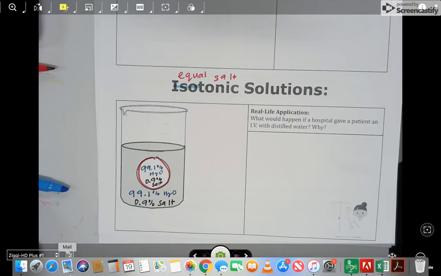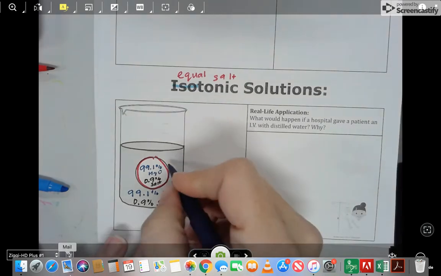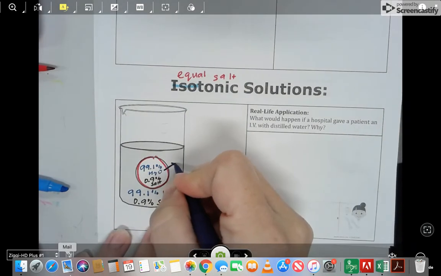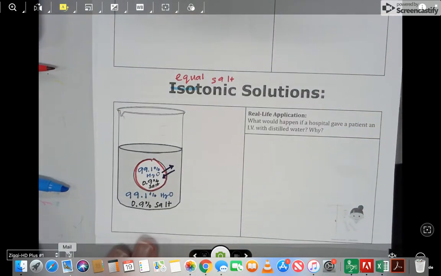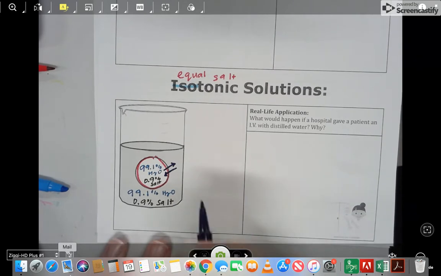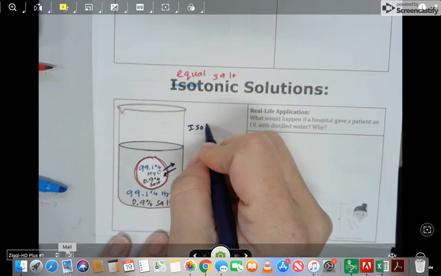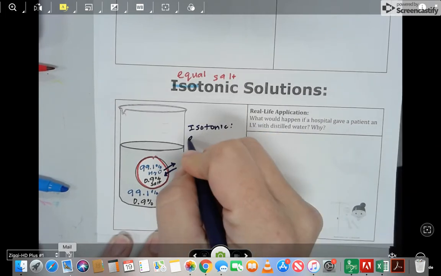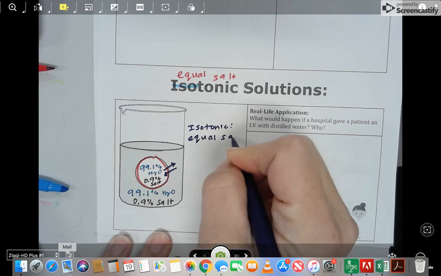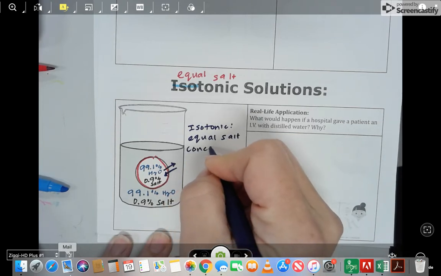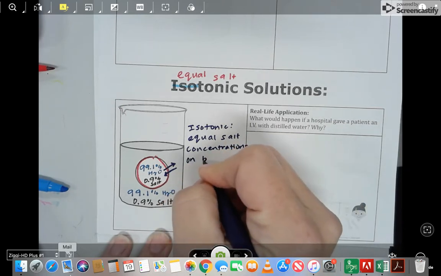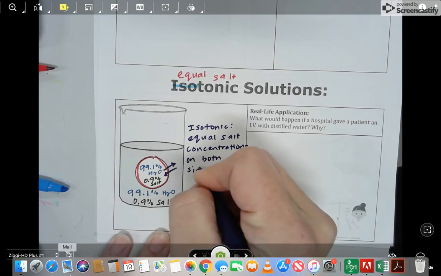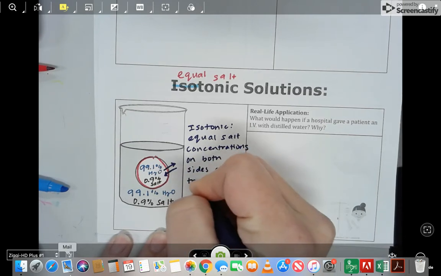So what happens here is not the absence of water moving, but water moving in a dynamic equilibrium, which means it continues to move, but it continues to move back and forth in an equilibrium pattern. So equilibrium has been established as well as maintained. Okay, so isotonic means equal salt concentrations on both sides of the cell membrane.